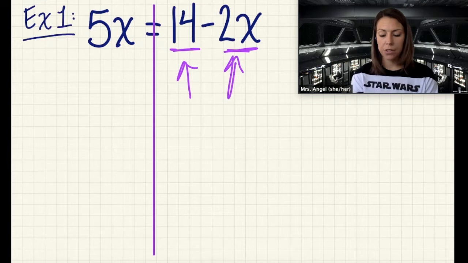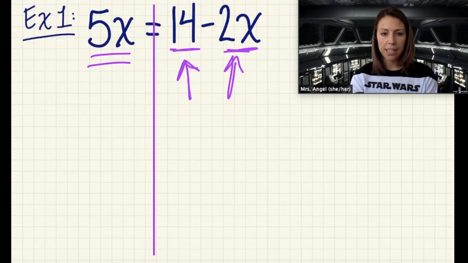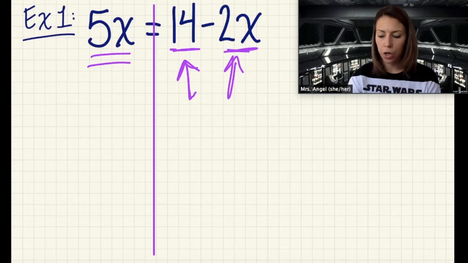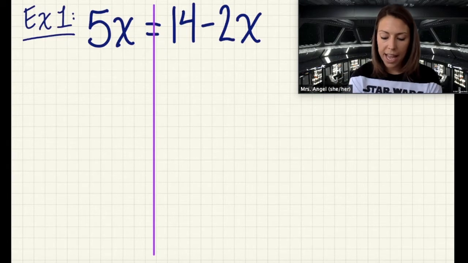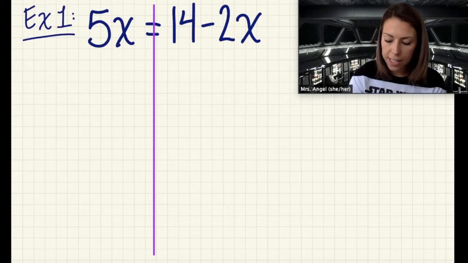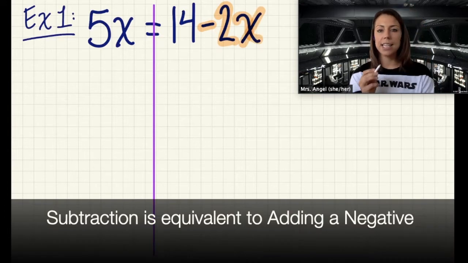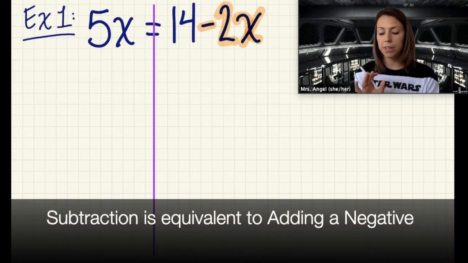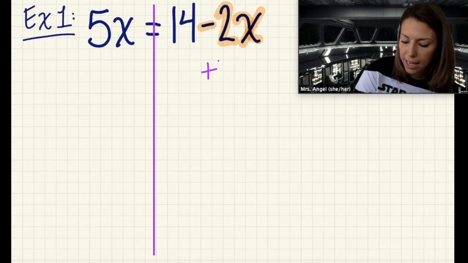What's also standing out to me is that the term on the left has a variable. So I'm thinking if I try to make a zero term out of this 14, it's probably not going to work because I can't combine a variable term and a constant. So let's try instead to make a zero term out of this negative 2x. And I do highlight that because the subtraction sign is equivalent to adding a negative. So when we look at that term, we're thinking of it as a negative 2x. So to do that, I'm going to go ahead and add 2x to both sides.